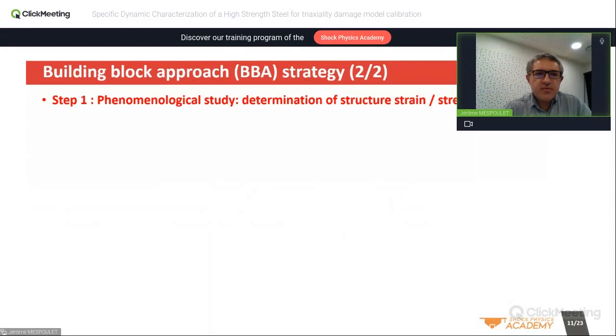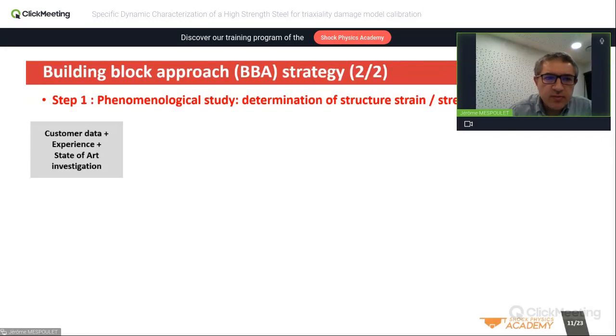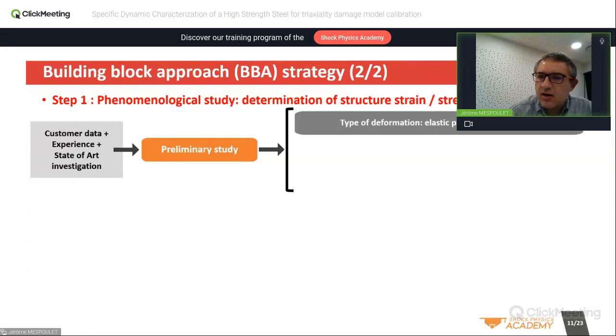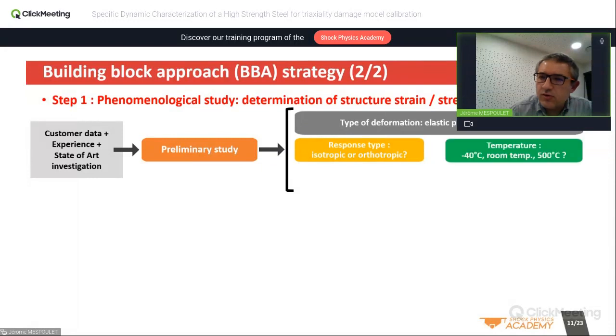So on the various steps, some words about the phenomenological studies, to determine the structure's stress, strain, and strain rate regime. So we take the 4 points I detailed before. We make the preliminary study by ourselves, or the customers give us some data, and those data are typically the type of deformation. Is it elastic, plastic, up to rupture? Is the response isotropic or orthotropic? It depends on the material, of course.